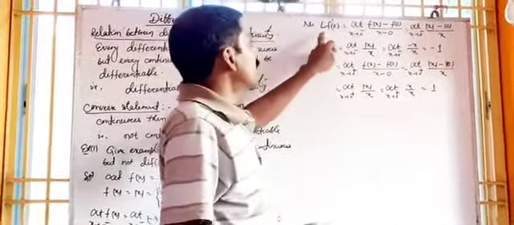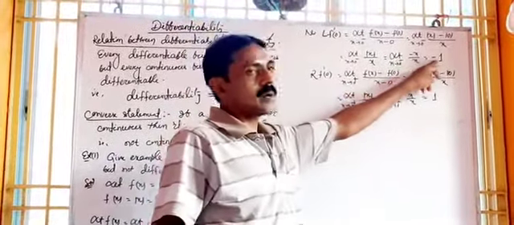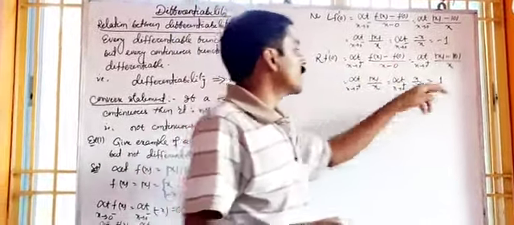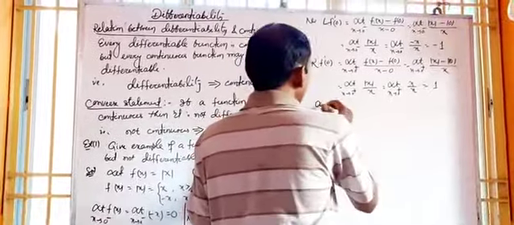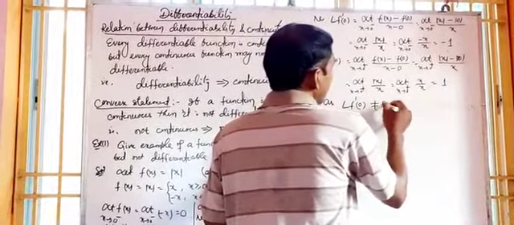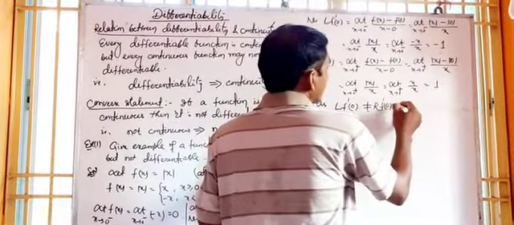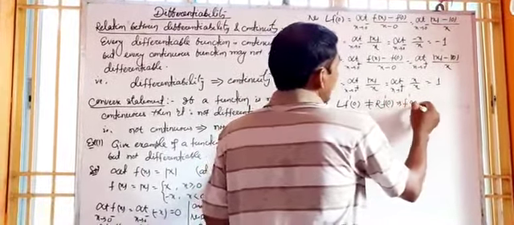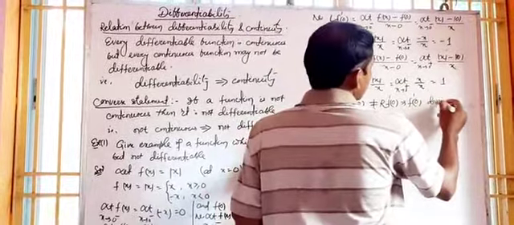Now here you see that the left hand derivative at 0 is minus 1, but the right hand derivative at 0 is plus 1. So we can write L f dash of 0 is not equal to R f dash of 0. This implies f dash of 0 does not exist.